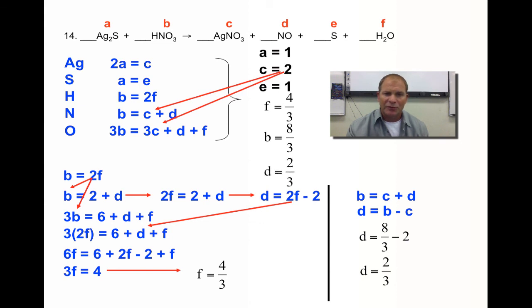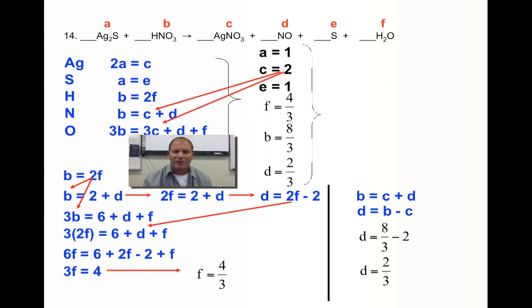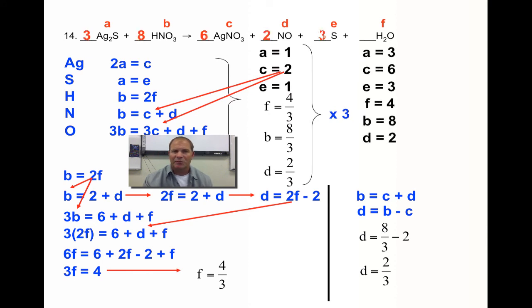So D equals 2/3. Now my common denominator here is 3, so I multiply everyone through by 3 and I get my coefficients for the balanced chemical equation, and I just plug them in appropriately. So it is a 3 to 8 to 6 to 2 to 3 to 4 mole ratio. Remember, these coefficients in the balanced chemical equation are a mole to mole ratio.